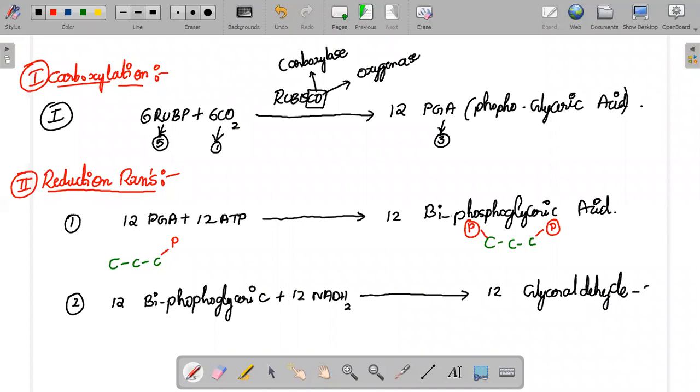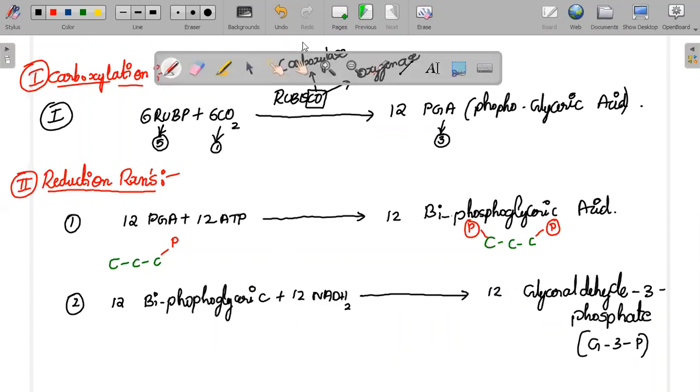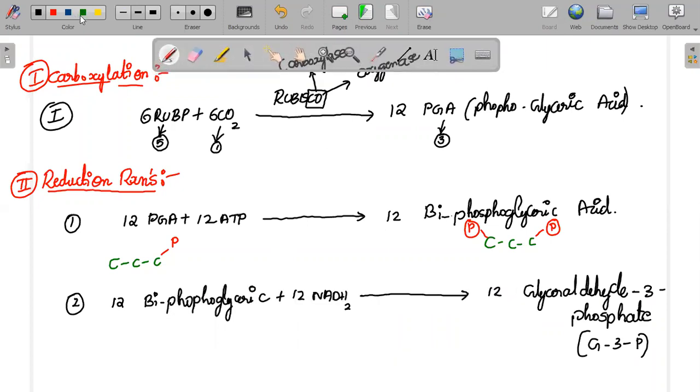Glyceraldehyde 3-phosphate. Shortcut, it is called G3P. Let us see the same things.